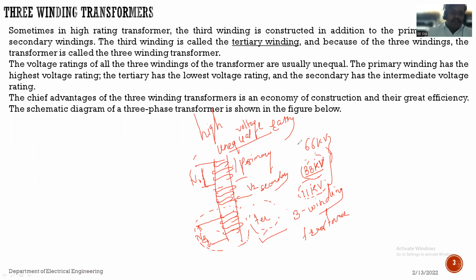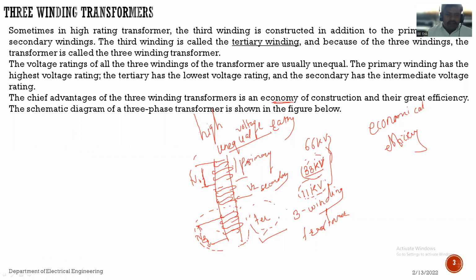Okay, see, this type of transformer, that is the three winding transformer, is economical while constructing as compared to other transformers, and it also has greater efficiency. So these are the two important advantages: it has an economy of construction, and the efficiency of this type of transformer is greater efficiency.